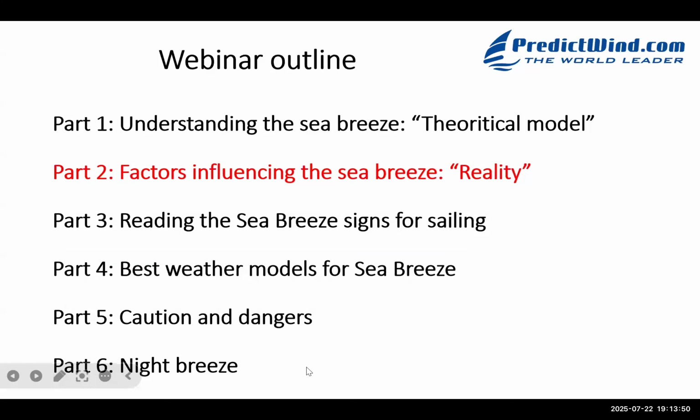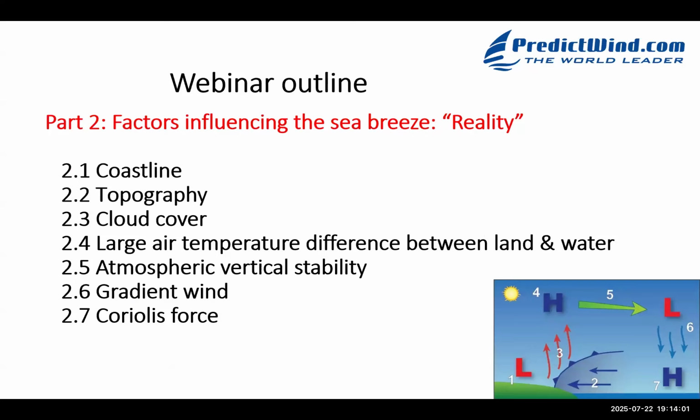Okay, no problem. Let's go into part 2, which is the factors influencing the sea breeze, what I call the reality factors. This part is quite exhaustive. We're going to look into 7 factors. We're going to start with coastline, topography, cloud cover.